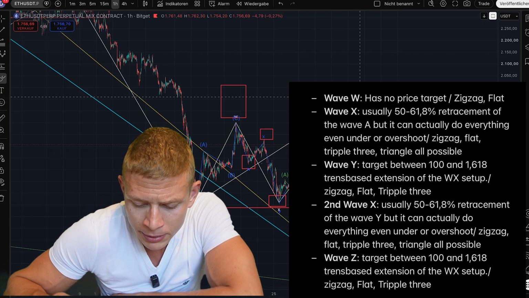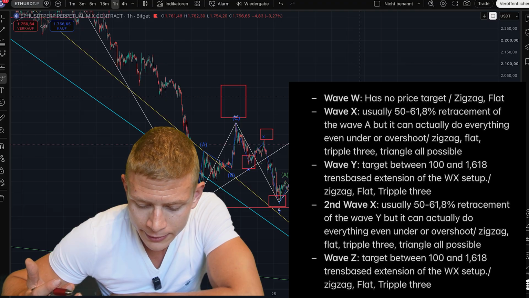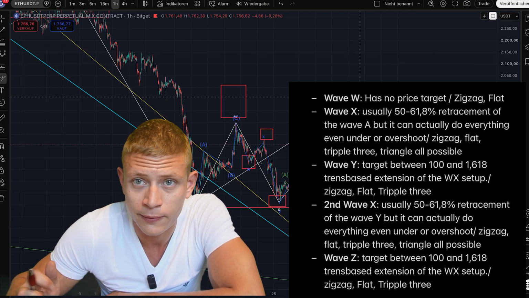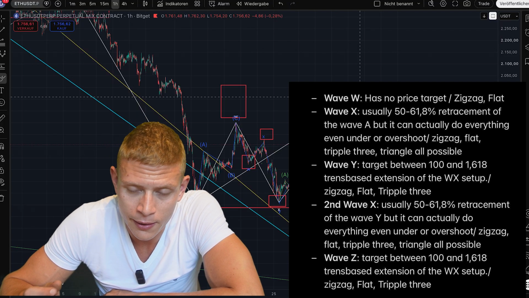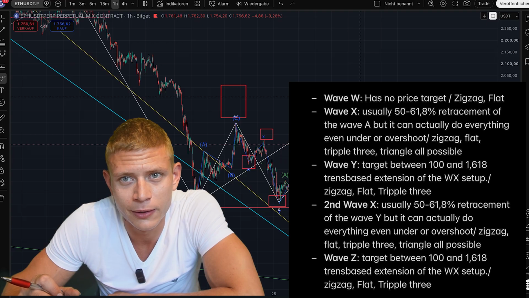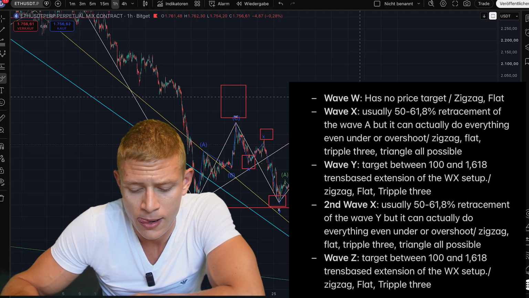Back to the sheet here. Well, even a triangle is possible in an X wave. Everything is actually possible in an X wave. It's an annoying one. Yes, it can really do everything, I tell you. X wave is annoying. But in this case, I believe in the impulse based on what the Bitcoin is doing, because I expect a wave 5 there. It cannot really differ from that.